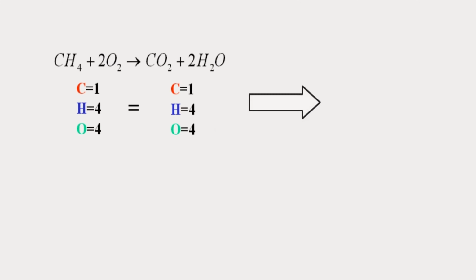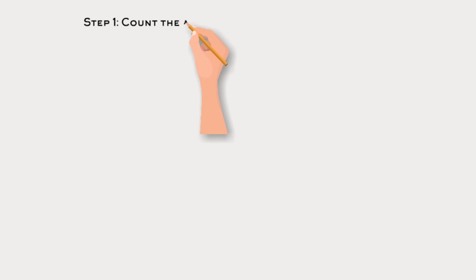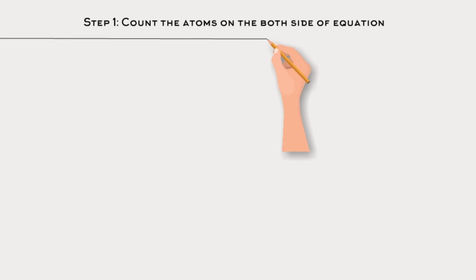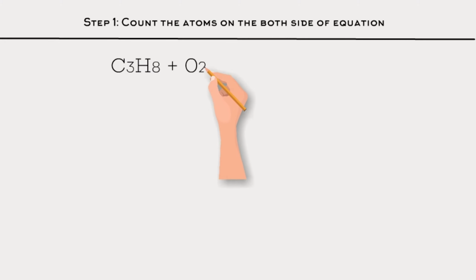Balancing chemical equations may seem tricky, but it's simpler than you think. Follow these 3 easy steps to balance equations effortlessly. Step 1. Identify all the elements in the equation and count their atoms on both sides.